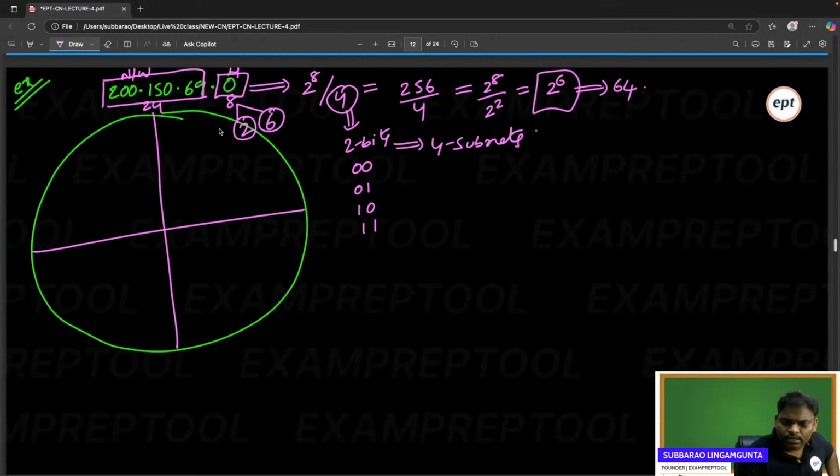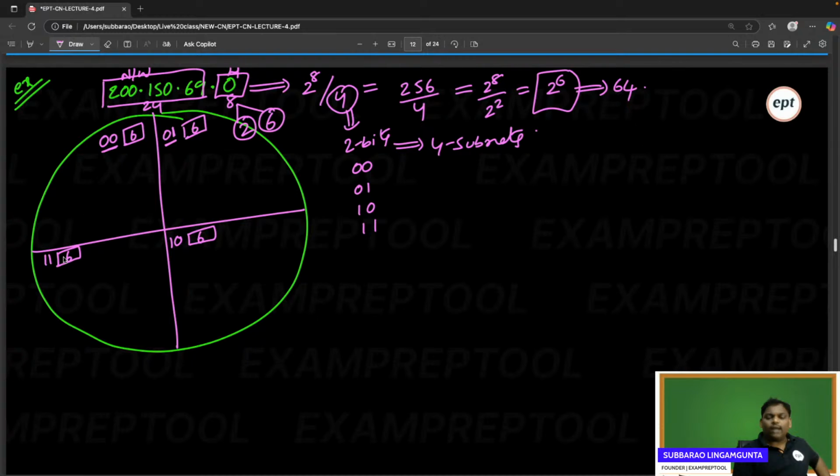So first 2 bits, let's see this one, 00 here, followed by 6 bits. 01 here, followed by 6 bits. Next one, 10 here, followed by 6 bits. It is going to be 11 here, followed by 6 bits.